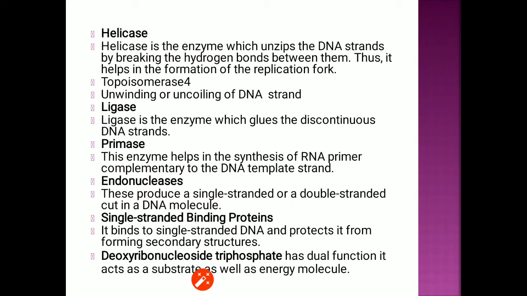Now, helicase. It is the enzyme which helps in breaking down the hydrogen bonds between the two strands of DNA. It unzips the DNA strands, and thus it helps in the formation of the replication fork. Next enzyme is topoisomerase. It unwinds or uncoils the DNA strand. Ligase. It is the enzyme which glues or joins the discontinuous DNA strands.